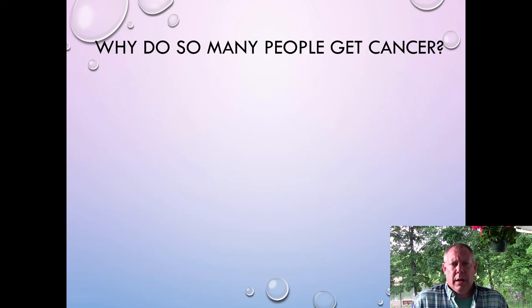Okay, we talk about cancer a lot because most of us have had some experience with it, and it's a very common disease, not just in humans, but in all animals, and plants can get tumors too. So the question is, why do so many people get cancer? Well, there are lots of reasons, but the big reason is that cells have to divide. You always have to make new cells to replace old ones or to grow.